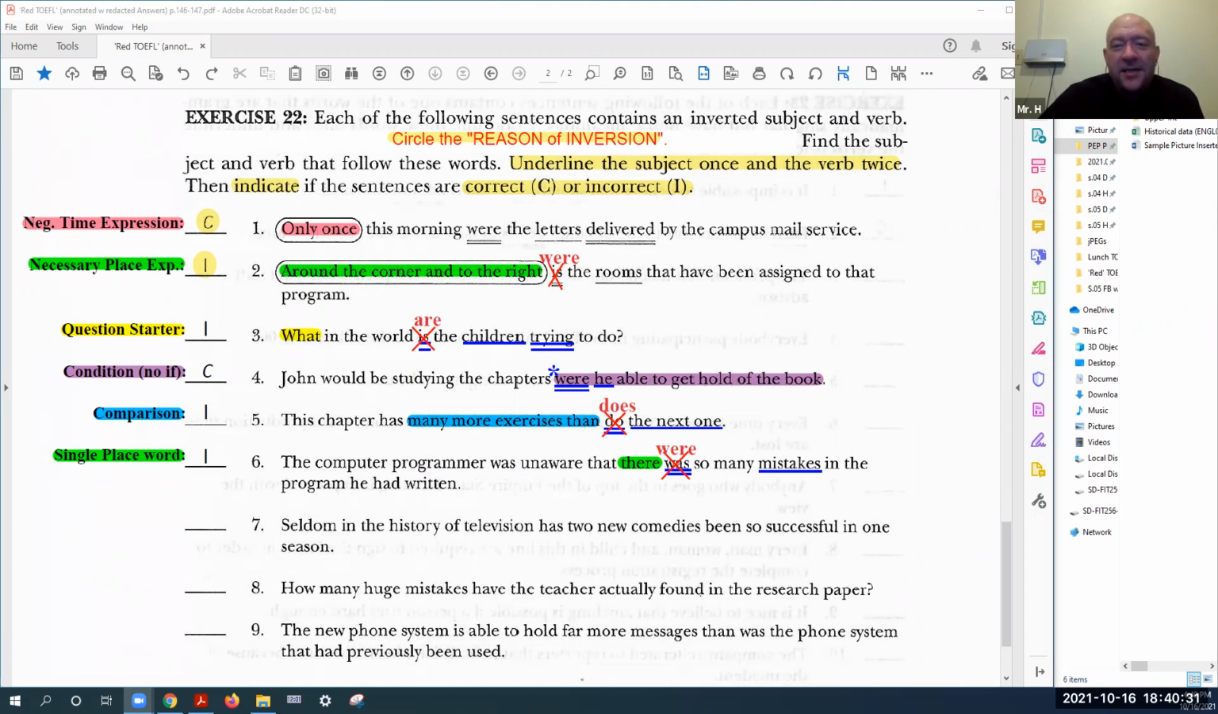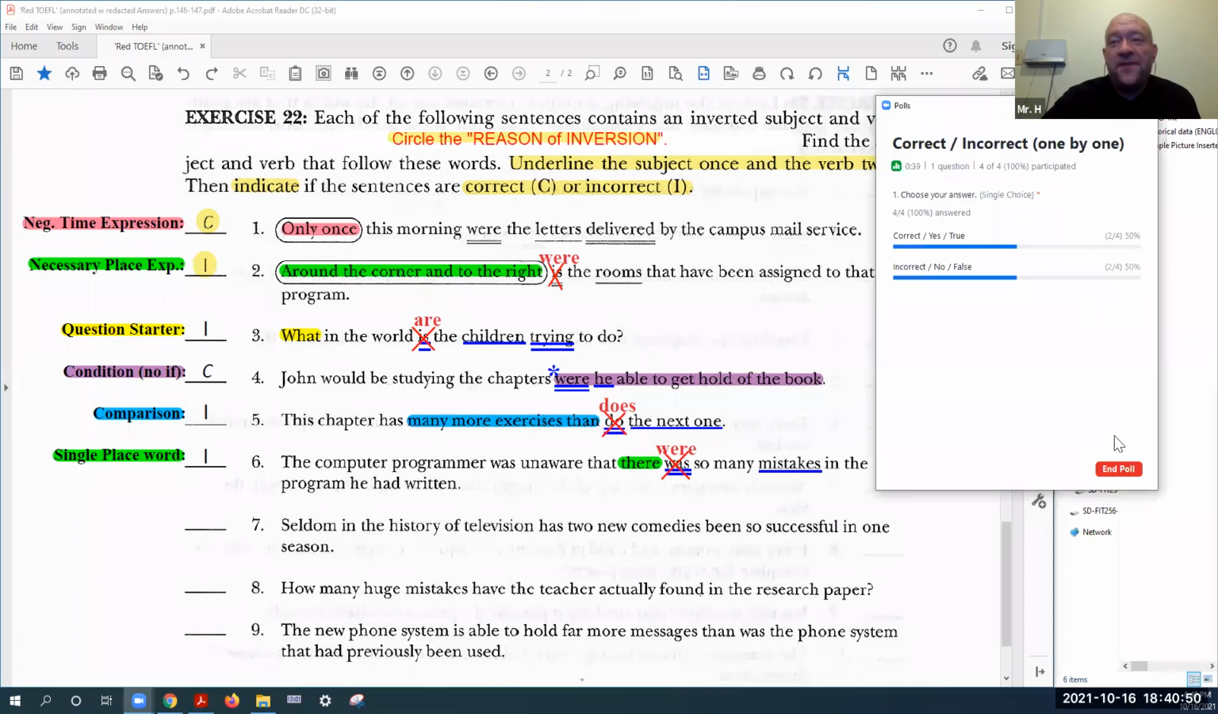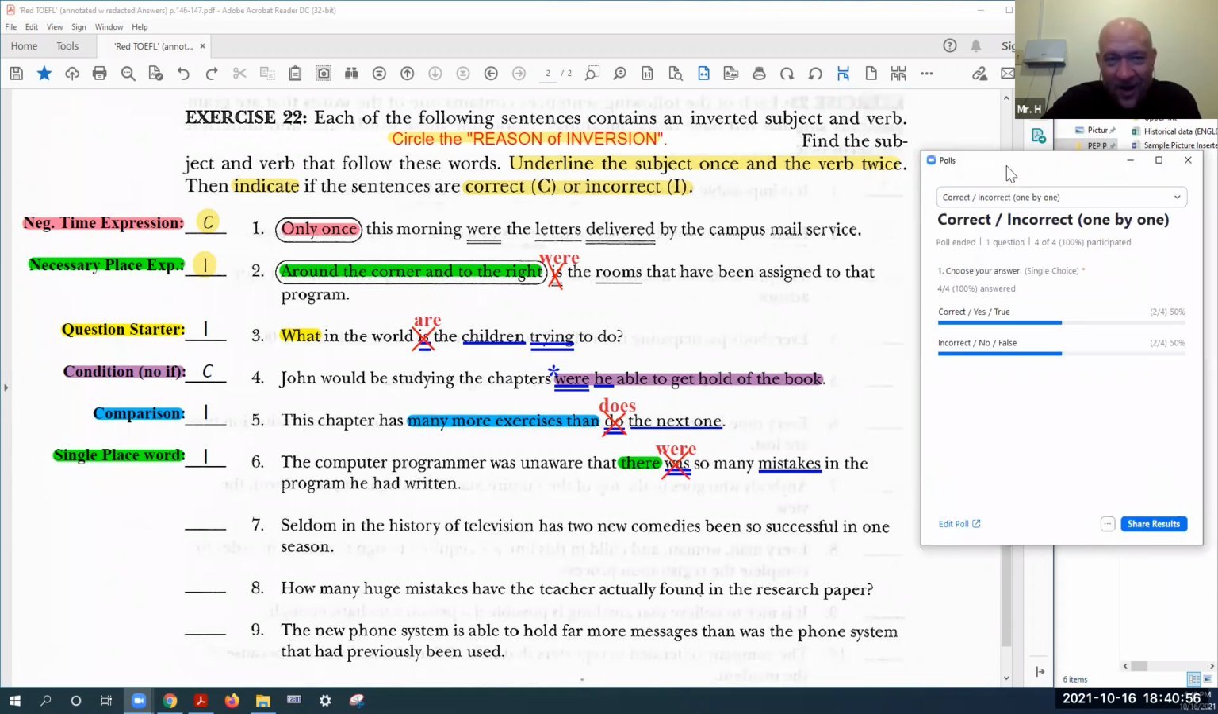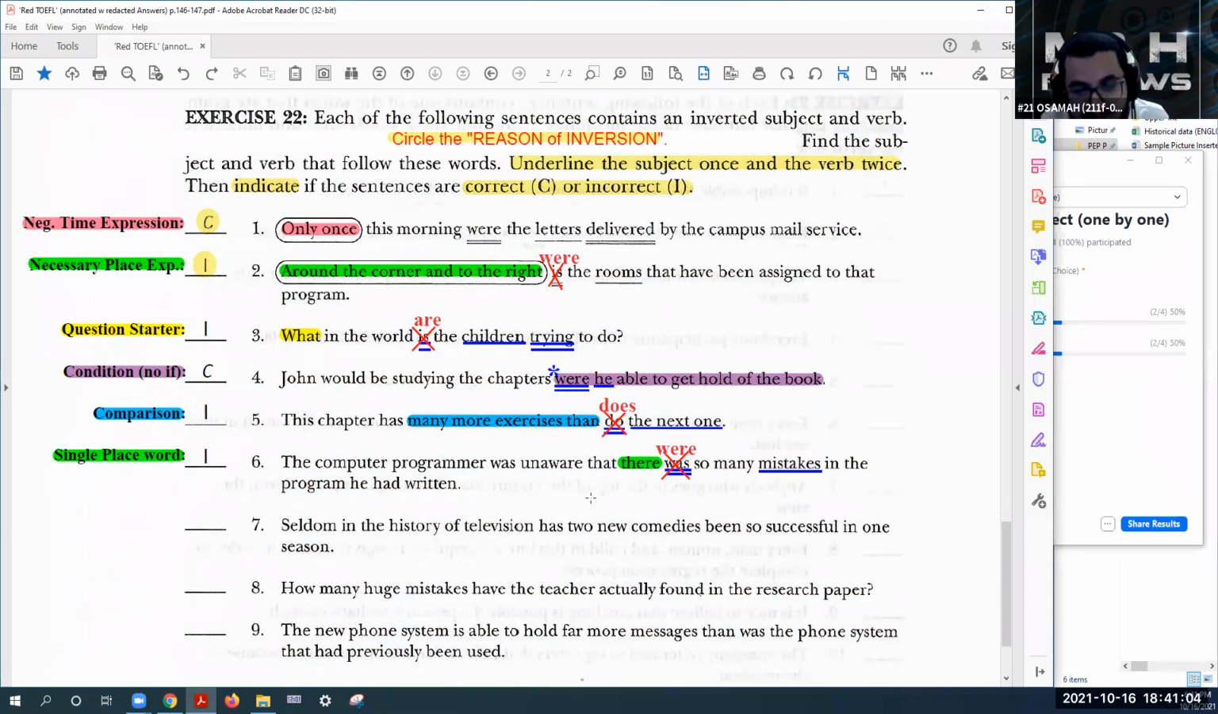Ten seconds, guys. 5, 4, 3, 2, 1. Last chance. There we go. Oh, Houston, we have a problem. It's 50-50. All right, Osama. Seldom in the history of television has 2 new comedies been so successful. Find the reason. Where is the reason to invert here?